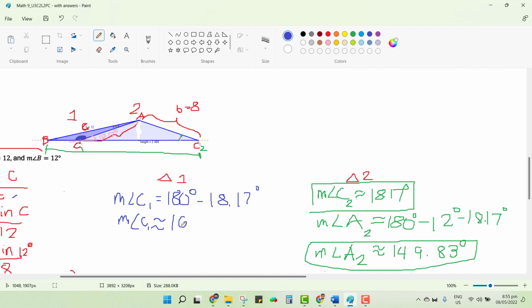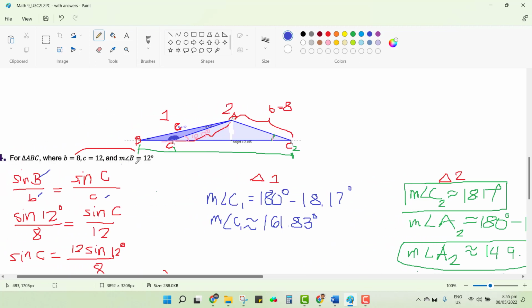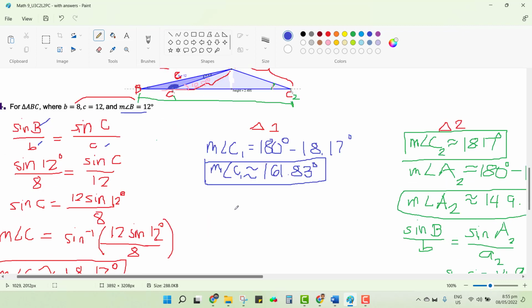This is 161.83 degrees. This may be too large, but don't worry, since your angles are acute in nature for the first, and acute as well here. This is the measurement of angle C. Again, the difference between the two: the first is whatever you solve, the second is its difference, or 180 minus that one. And then the measurement of angle A will follow with the same process.